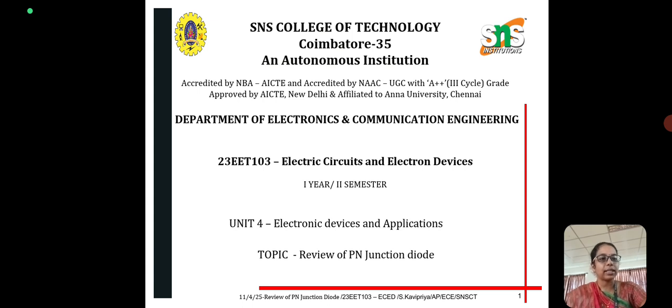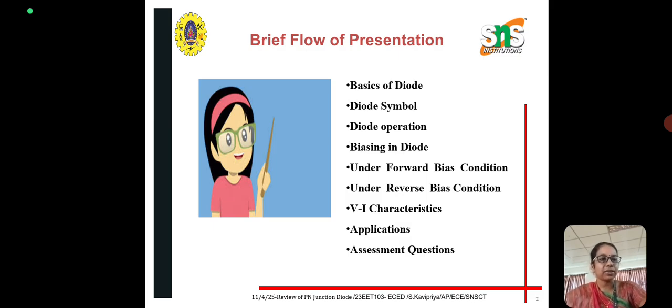I am going to discuss the topic PN junction diode. Under this presentation, I am going to discuss the basics of diode, symbol for diode, operation, biasing, forward bias condition, reverse bias condition, what the VI characteristics are, and finally the applications of a diode.